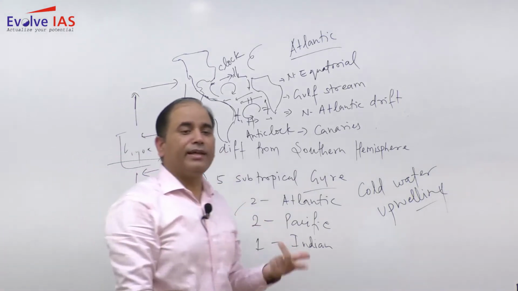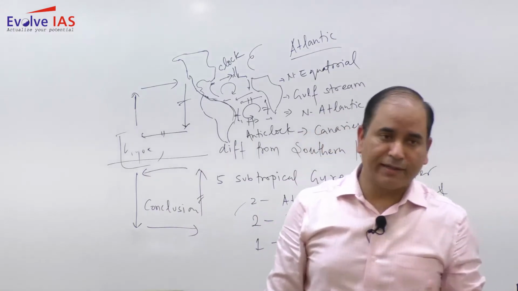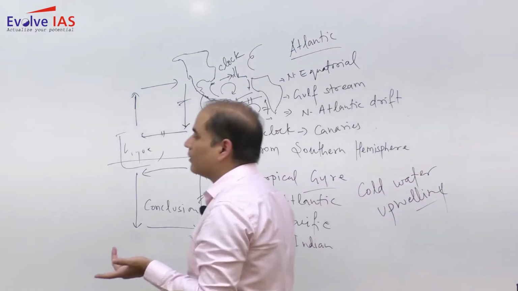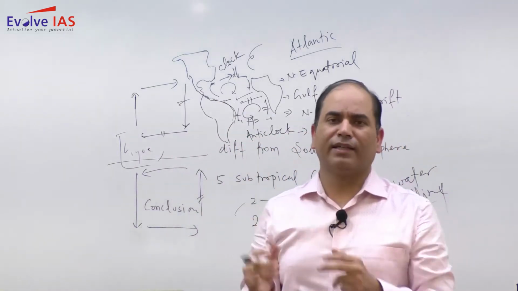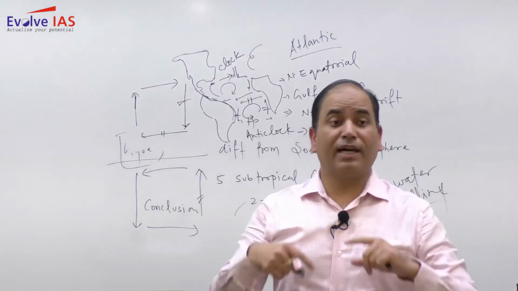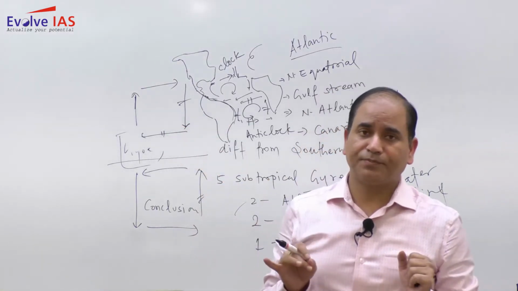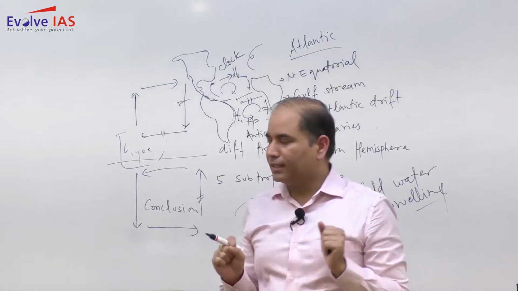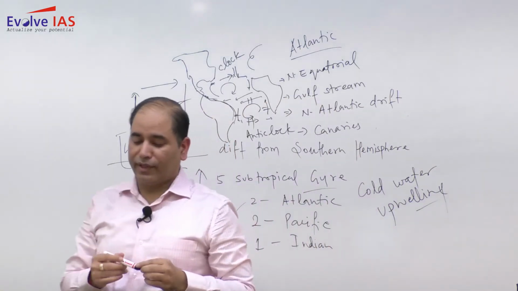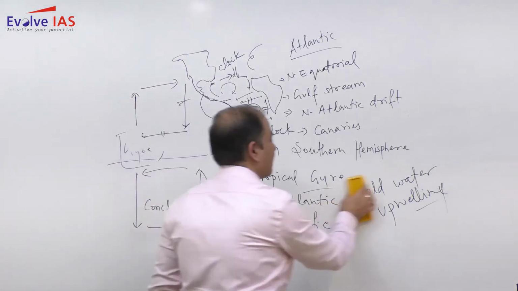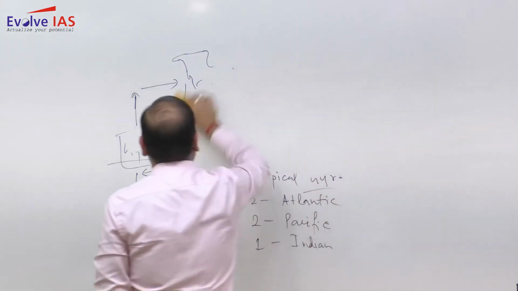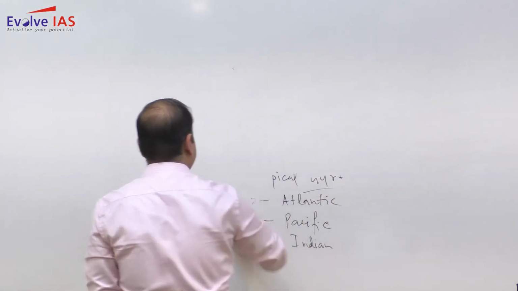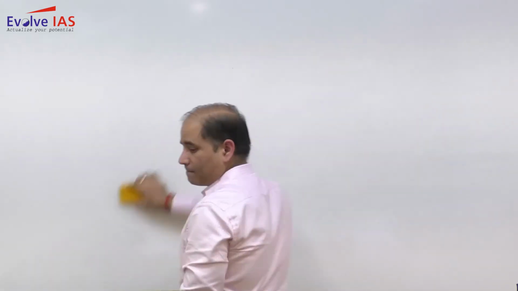Global conveyor belt. In the Atlantic Ocean, it is simply referred to as Atlantic meridional overturning circulation. Over the period of time, this is also getting impacted by climate change, by the sea level changes. So even that aspect can also be discussed in the question of global ecological changes. So this is how you need to handle this question. Moving to the next question.